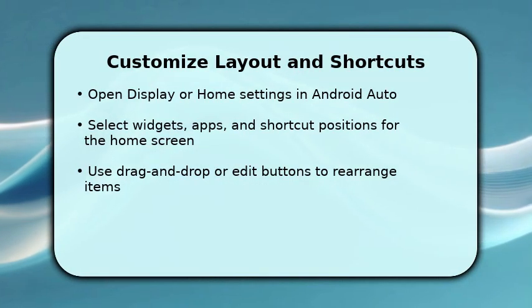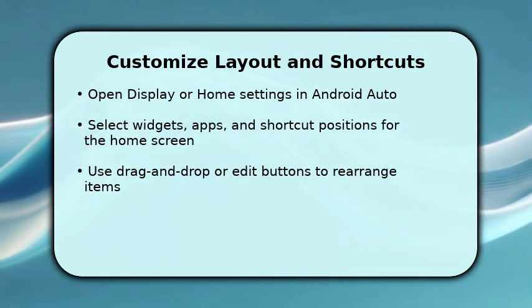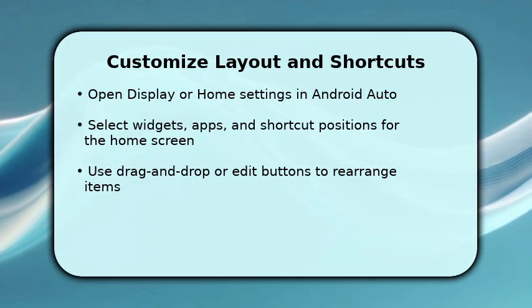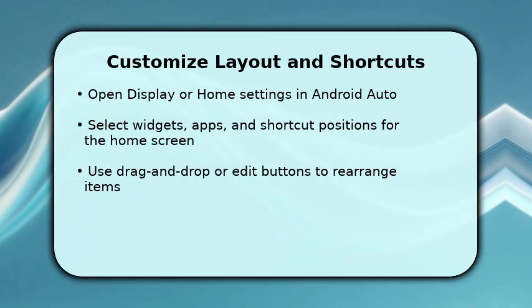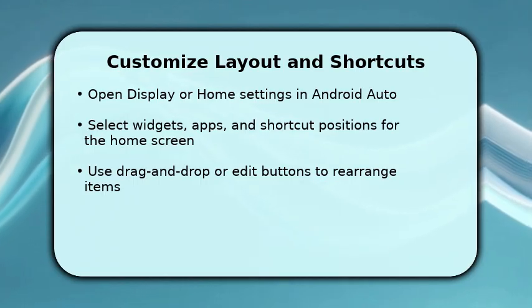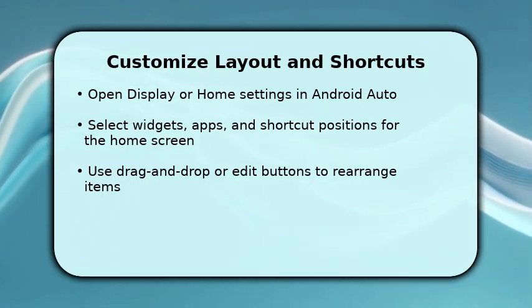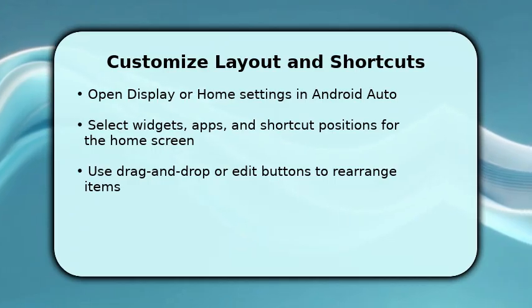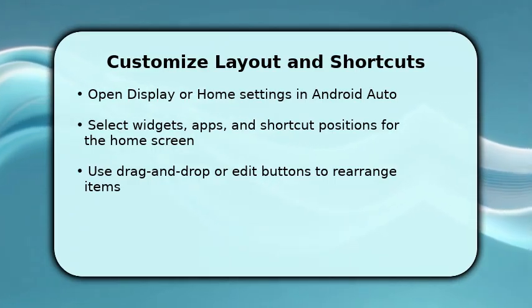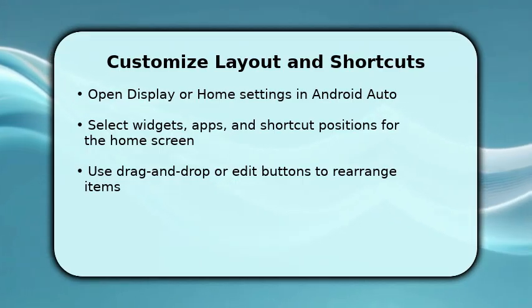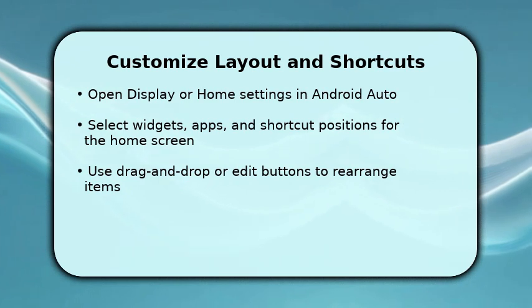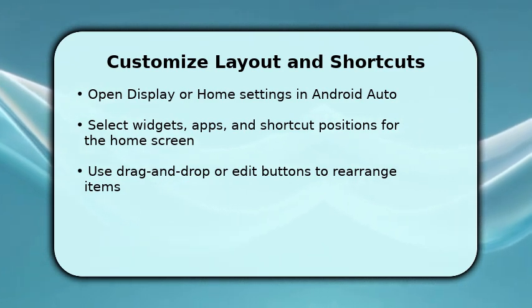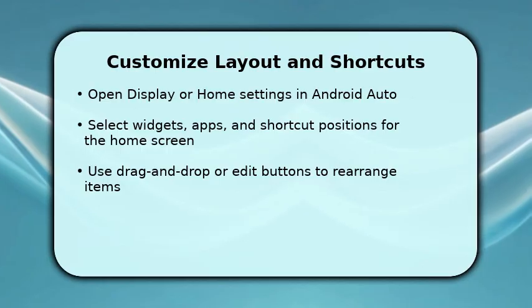Once in home settings, choose layout or display to change what appears first. You can add or remove apps, set favorite shortcuts, and select which widgets show up. Pick navigation, music, or messaging priorities depending on your driving needs. Tap and hold items on the preview to drag them into preferred positions, or use edit icons to swap icons and sizes. Make sure navigation and media apps are prioritized for quick access. You want the most used functions reachable with one tap while driving.